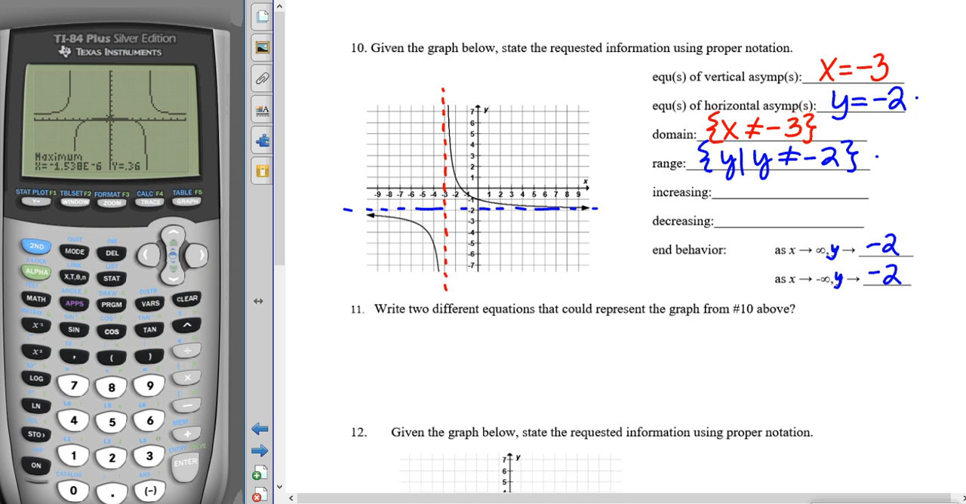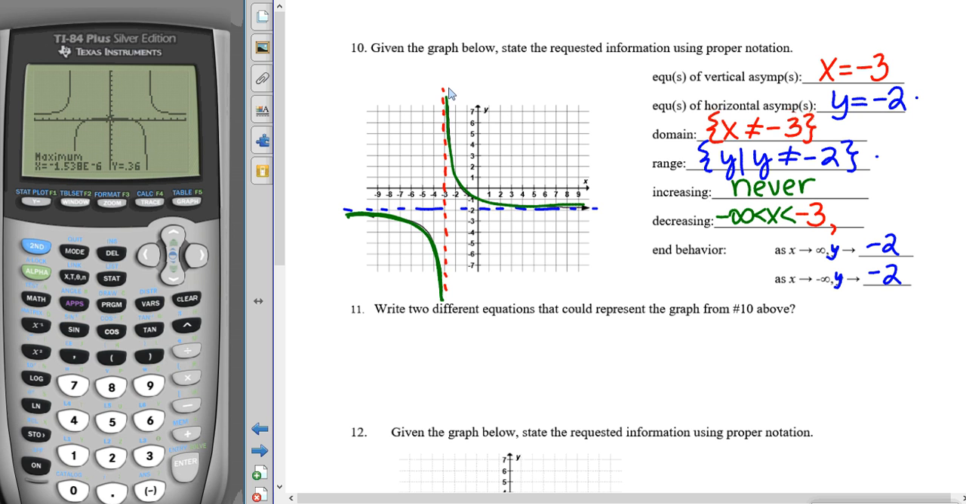All right, increasing, decreasing. In order to be increasing, I have to be going up from the left to the right. If I draw from left to right on this one, this piece is falling, and this piece is also falling. So this is never increasing. It's only decreasing. I have to write each piece separately. The left side of the graph is from -infinity, and it keeps decreasing until it hits this asymptote, which was when x was equal to -3.